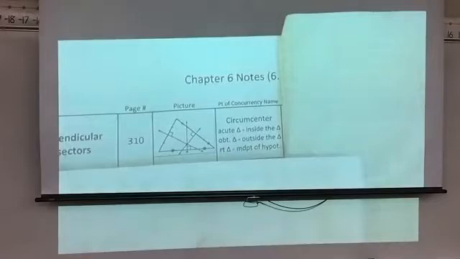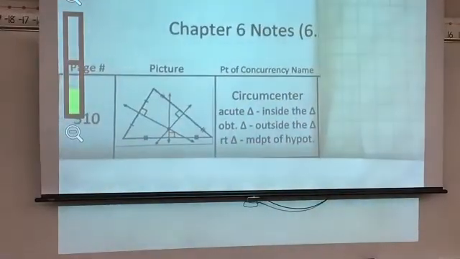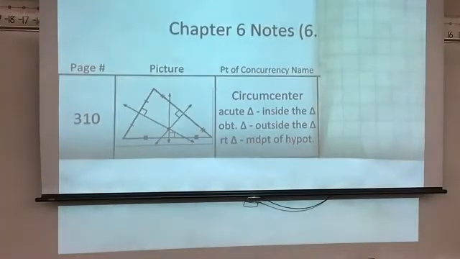Let's write some stuff down about this. Let's give it a name, and then write some information down. The name of this is called the circumcenter. This is the circumcenter of the triangle. What we just looked at is that for acute triangles, it is always inside the triangle. If it's an obtuse triangle, it's always going to be outside of the triangle. And if it's a right triangle, it will be the midpoint of the hypotenuse every time.